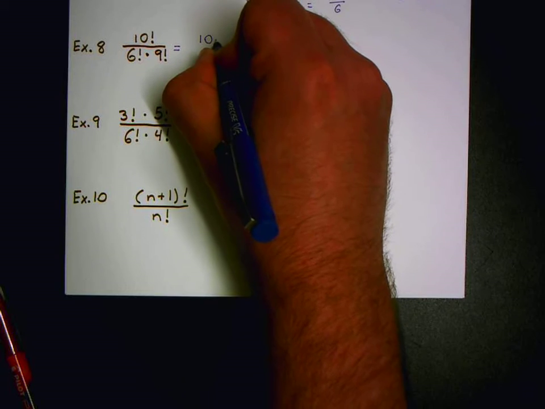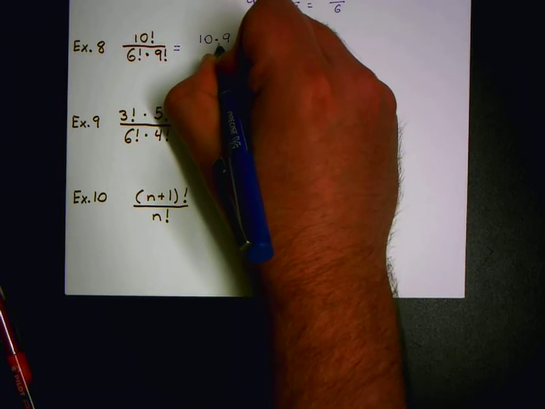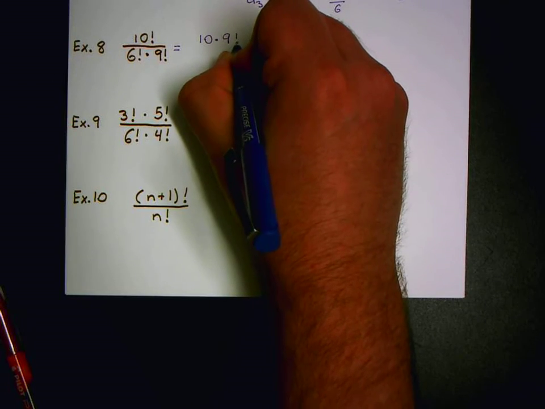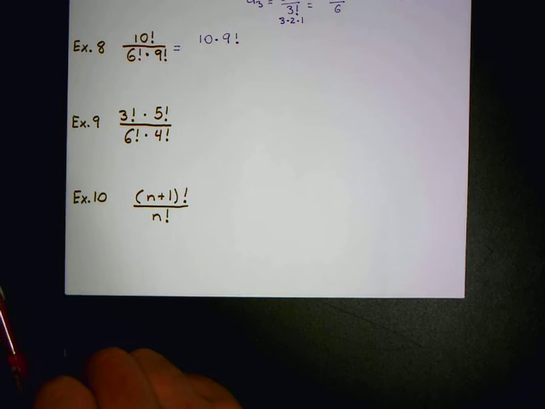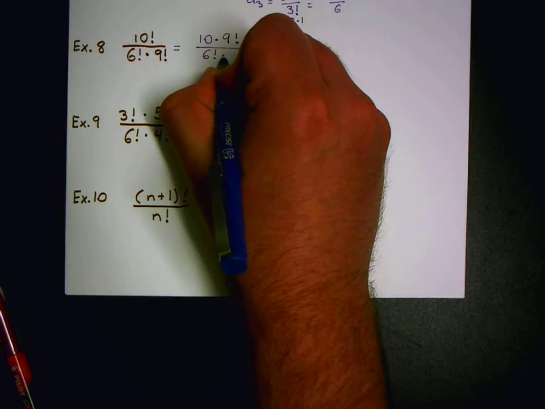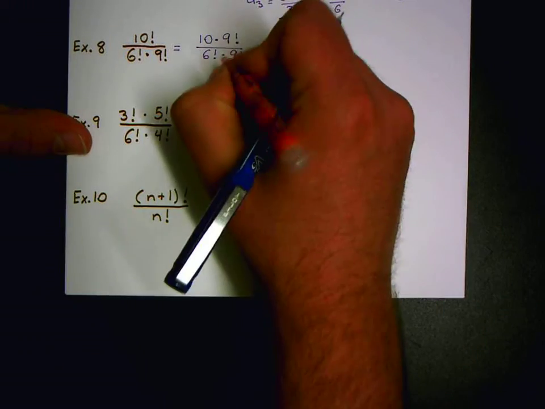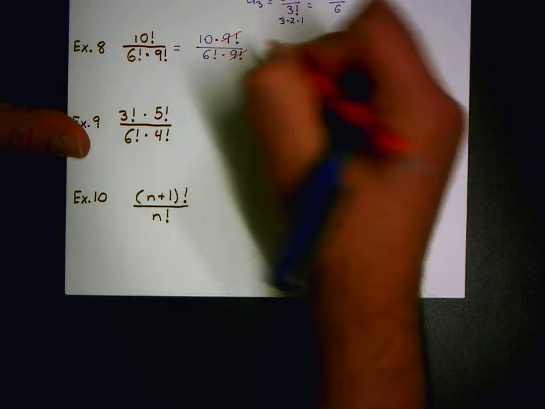So walk through this with me real quick. So 10 factorial is 10 times 9, and it keeps going, but I'll just stop there and I'm going to write that as 9 factorial. The reason for that is because on the bottom I have a 9 factorial, and those two things will cancel out.